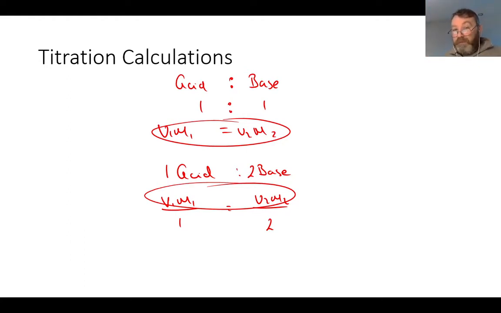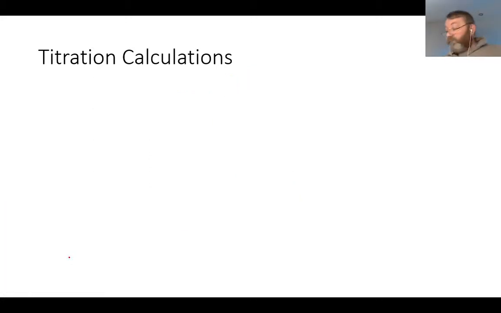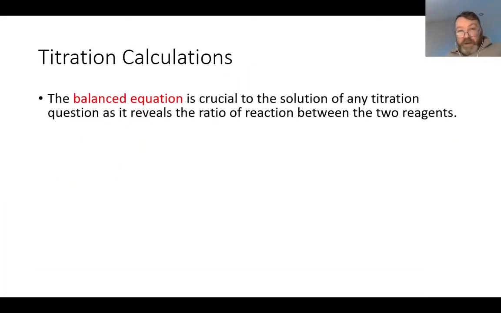we've got to take that into consideration by dividing the number of moles by those coefficients, just to make sure that we're able to equalize the moles on both sides. Now, let's take a look at the notes here. The balanced equation is crucial to the solution of any titration question, as it reveals the ratio of reaction between the two reagents. So for example, HCl plus NaOH. What do you notice? 1:1.